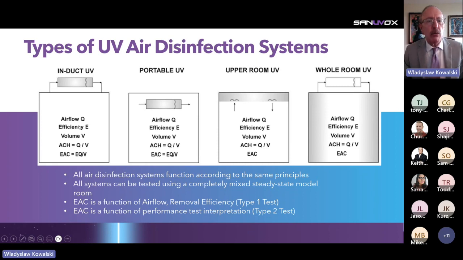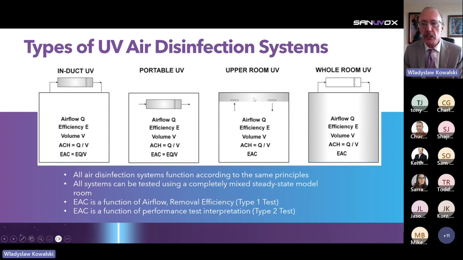They are both characterized by an airflow and an efficiency, and that efficiency is measured across the unit from point A, the inlet, to the outlet. In both cases, portable UV and in-duct. For any given volume, we can compute the air changes per hour. And for these two systems, our equivalent air exchange in terms of outside air equivalent is simply the efficiency times the air change rate.